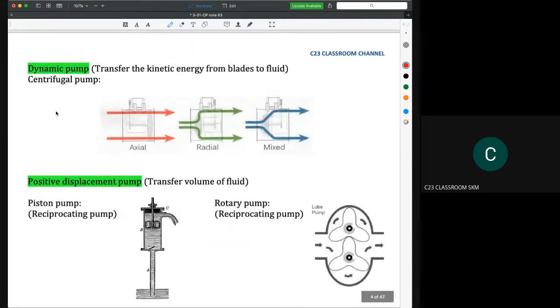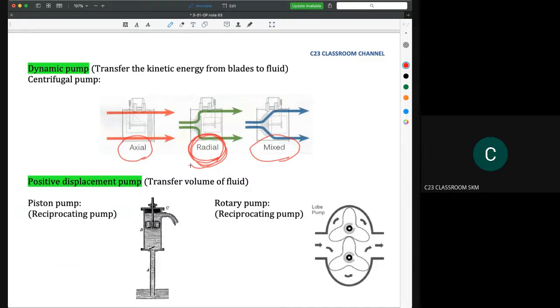Okay, for the dynamic pump, for the centrifugal pump, we have three types. One is called the axial, one is called the radial, and the other one is the mixed. Normally in our syllabus, we are focusing on the radial type of centrifugal pump. So what is the difference between these types?